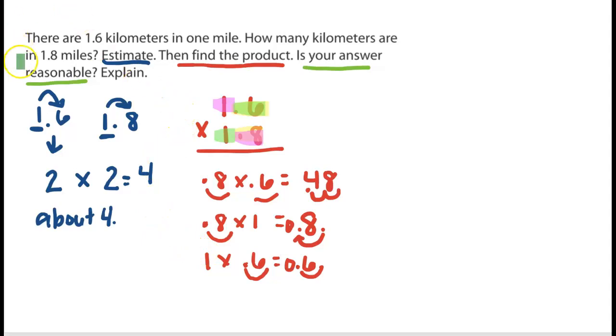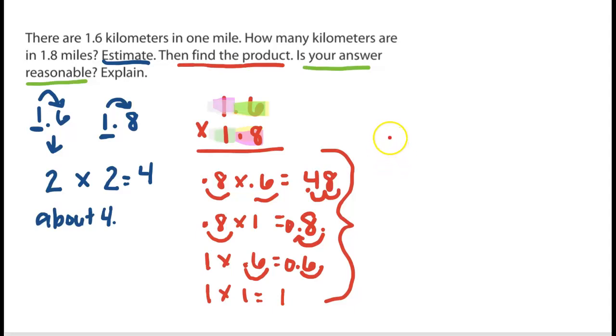And then lastly, we're going to do 1 times 1. Okay, guys, that one's a hard one. Just kidding. 1 times 1 is obviously 1. So now what I can do is I can add all of these partial products together.